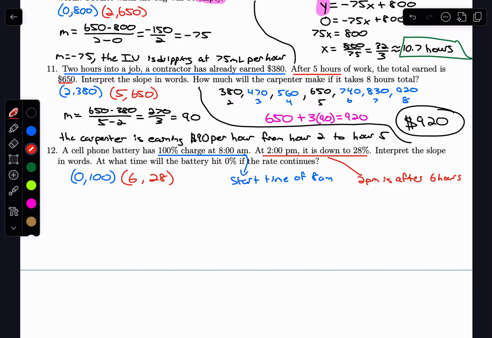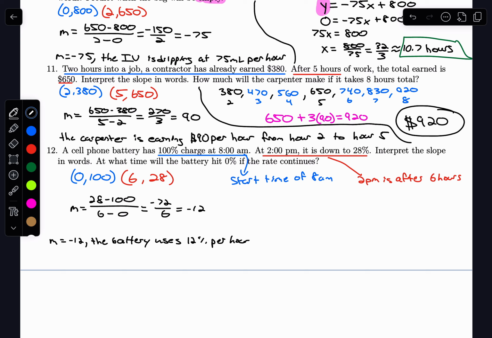We need to know how much time has passed. So now we can calculate the slope. We have 28 minus 100 divided by 6 minus 0, which gives us negative 72 over 6, which is negative 12. So we can interpret this: m equaling negative 12 means the battery uses 12% per hour. So every hour we're losing 12% of our battery.